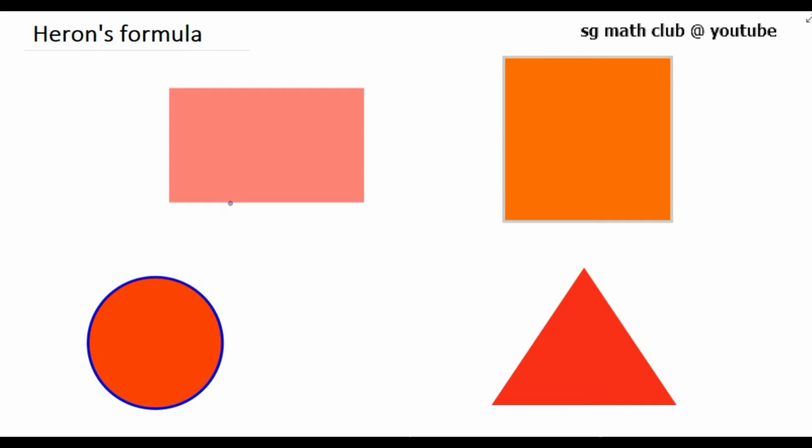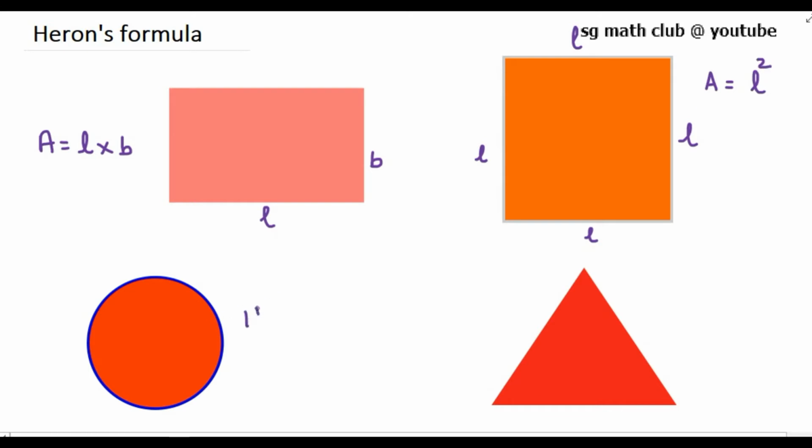For example, this is a rectangle with length L and breadth B. So, area of this rectangle is length into breadth. Same way, this is a square with length L, and we know that in a square all the sides are equal. Therefore, area of this square is side into side or length into length.